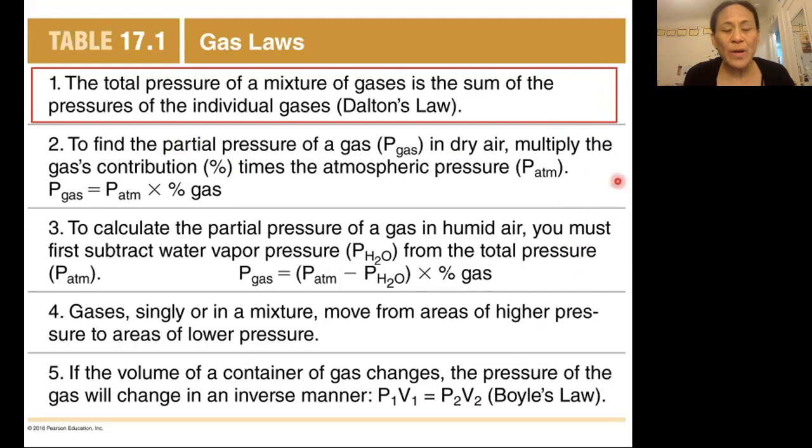Okay, so we just went over Dalton's law, which states that the total pressure of a mixture of gases is the sum of the pressures of the individual gases. I'm going to skip over these next couple laws because they're basically just extensions of Dalton's law. And we are now going to move on to this fourth law here, which addresses pressure gradients.